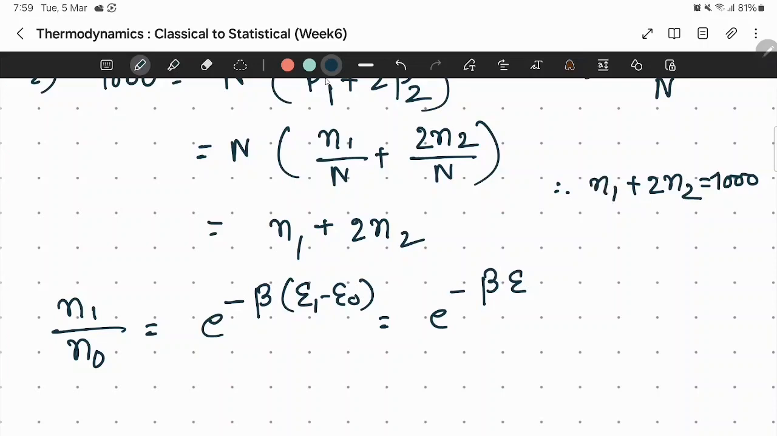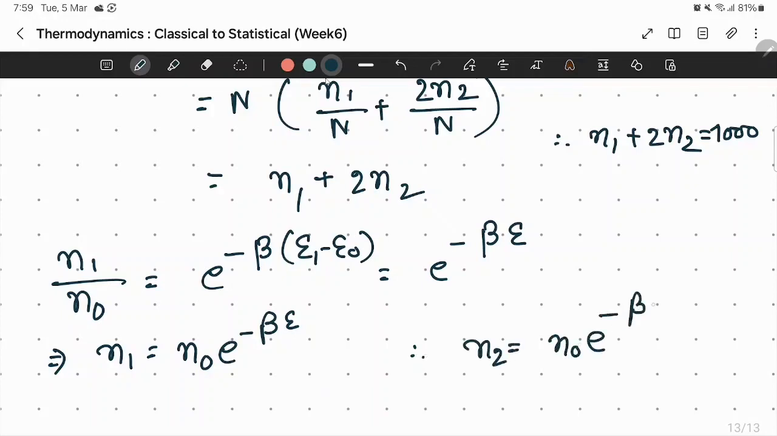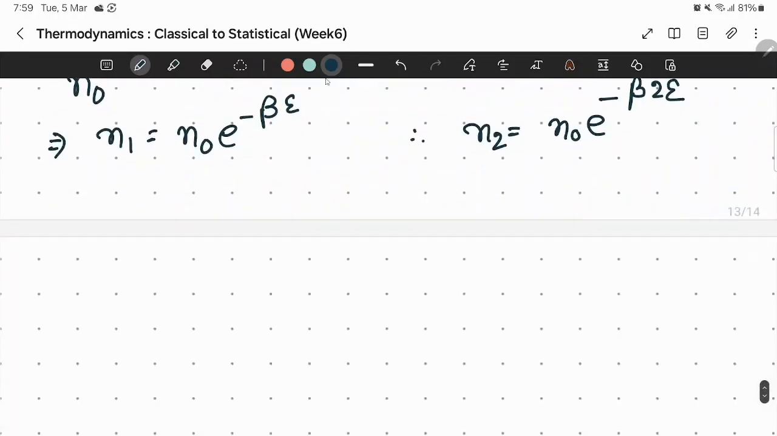Okay, so this is the case. So we can write n1 is n0 into e to the power minus beta epsilon. Similarly, what will be n2? N2 will be n0 into e to the power minus beta 2 epsilon. The energy gap is 2 epsilon now. So if you put it, then what will be?